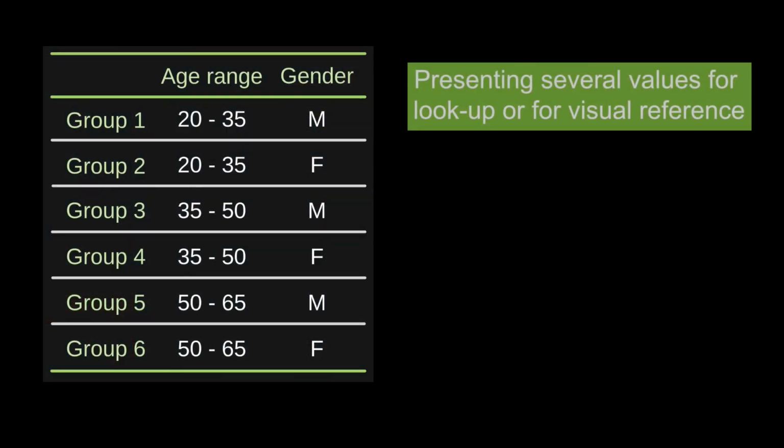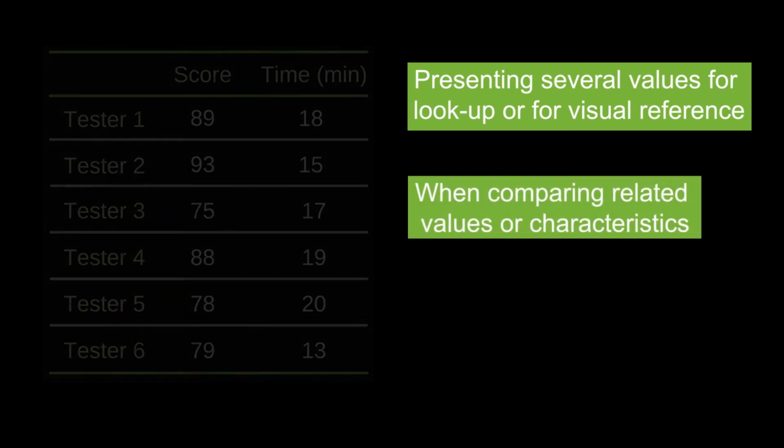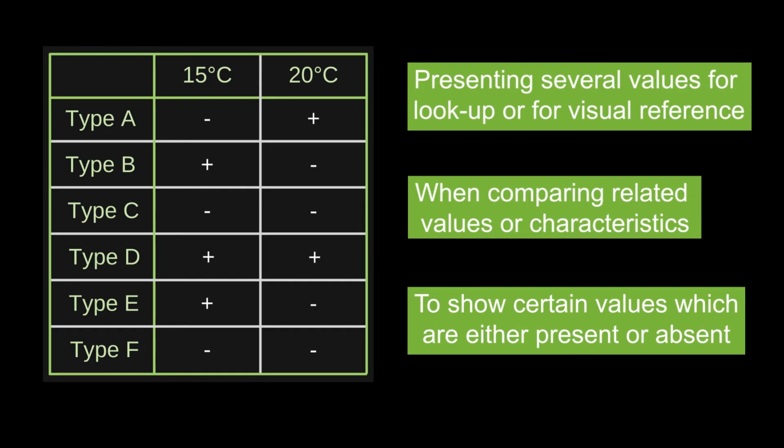Tables can really offer a lot to your paper. One thing that makes them so helpful is that they're great for presenting lookup values. You'll want to use a table when presenting several values for lookup or for reference. You can also use a table when comparing related values or characteristics. Or you can use a table to show certain values which are either present or absent. Another great use for a table is to help illustrate an experimental setup. So for example, your table could display which particular sample types were grown in which type of media. Or you could use a table to show specific sequences used for each sample.